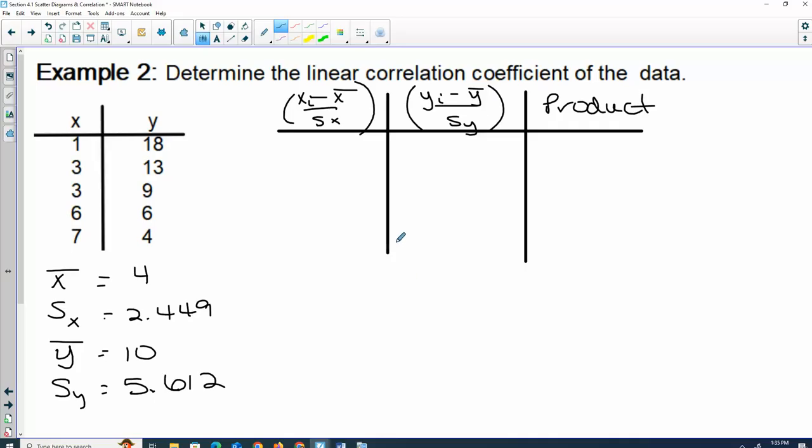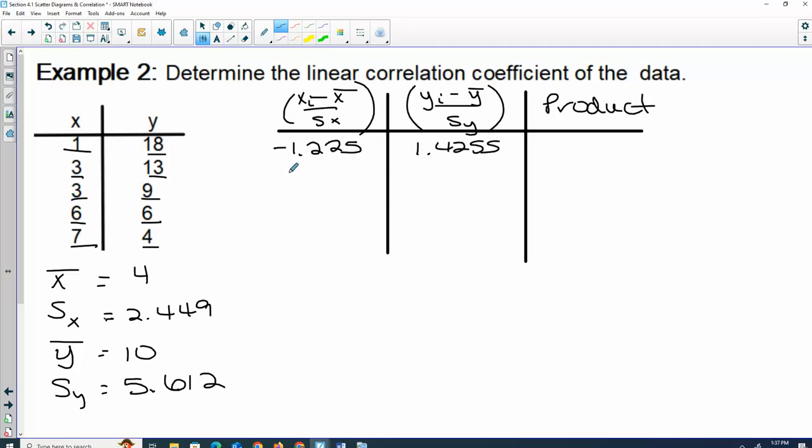All right, let's divvy this up so we're not all just calculating forever. Selby, I want you to do 1. Mara, you do the 18 on the y. Anna, you've got 3 on the x. Grady, you've got the 13 on the y. Brady, you've got 3 on x. Gianna, 9 on y. Ava, you've got 6 on x. Naren, 6 on y. Natalie, you've got 7 on x. And Abram, you've got the 4 on y. Okay, so you're taking your number, subtracting the mean of your variable, dividing by standard deviation.